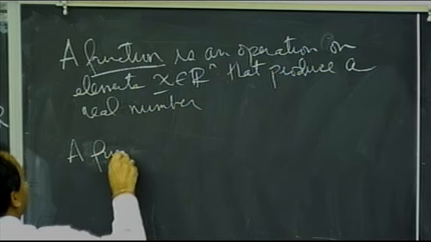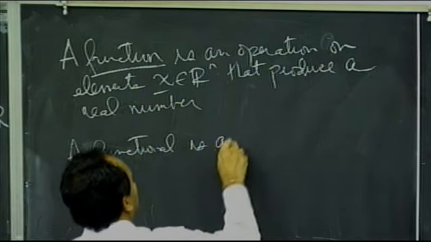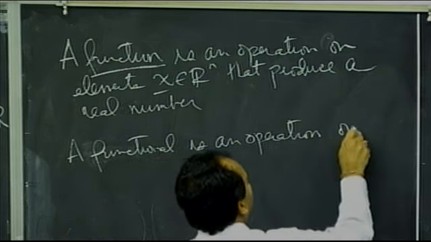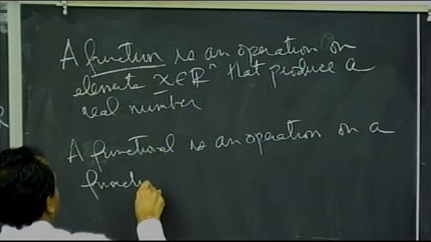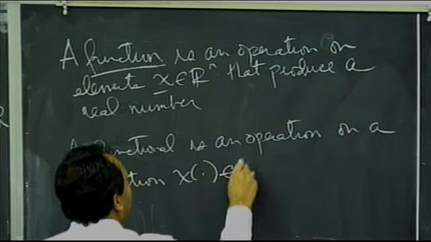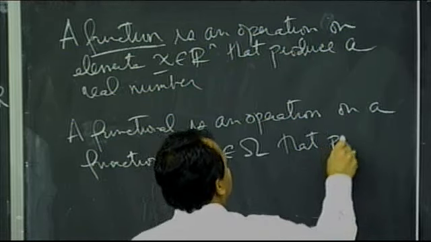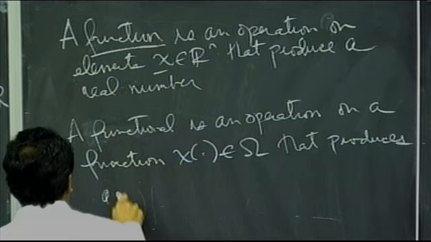But a functional is an operation on a function. And we denote this x of dot in this set omega, which is my function space, that produces a real number.